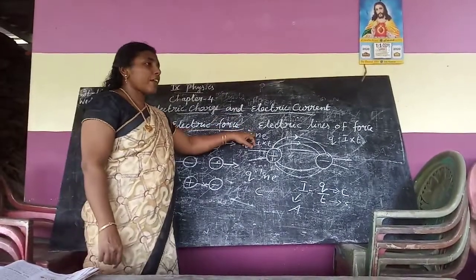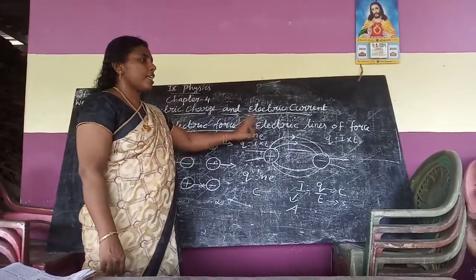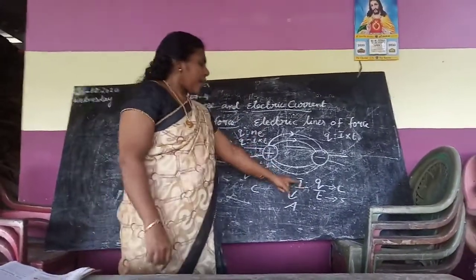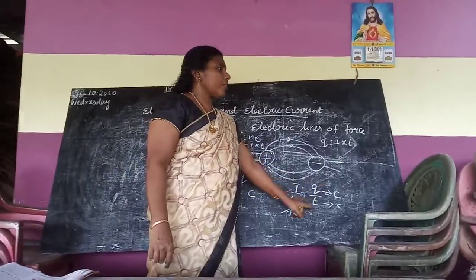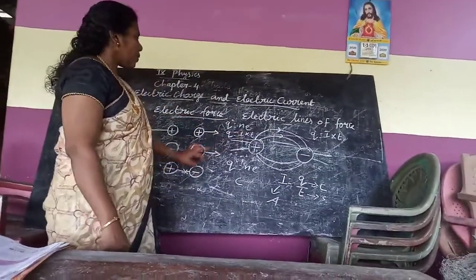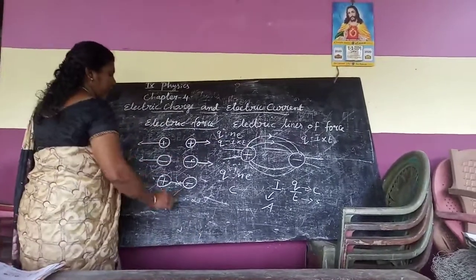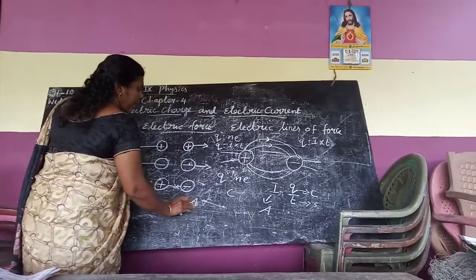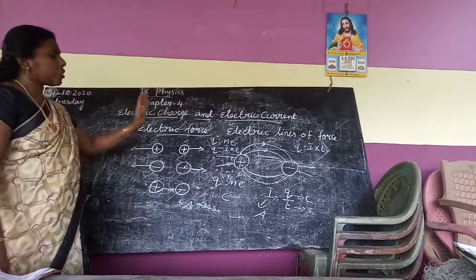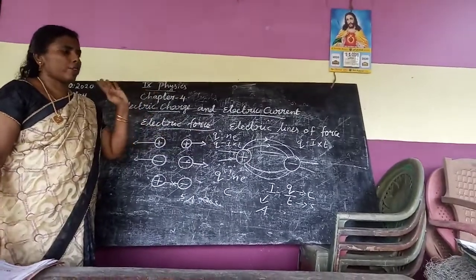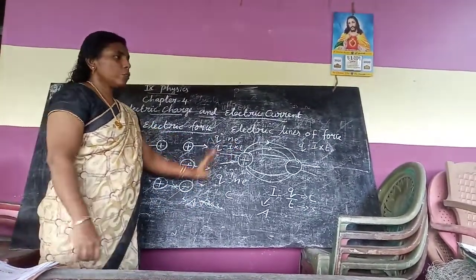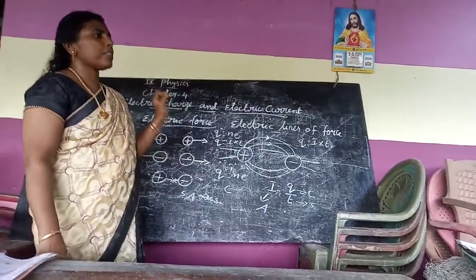What is the formula for electric charge? Q equal to Ne, Q equal to I into T. From the current formula I equal to Q divided by T, we can take Q equal to I into T. Suppose the current 5 ampere and the time 20 seconds are given, and you have to find the electric charge.